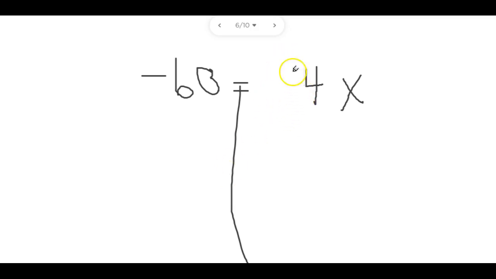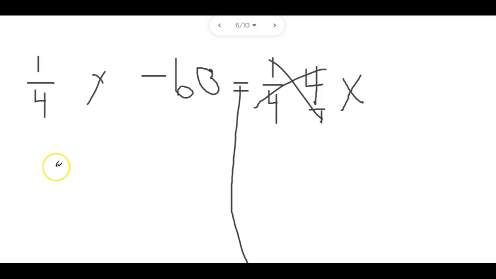The inverse of 4, because we're multiplying 4 times x, right? The inverse of 4 is going to be multiplying both sides by a positive 1/4, because 4 becomes 4/1. So we're going to multiply by 1/4. This crosses out and gives you a zero pair.